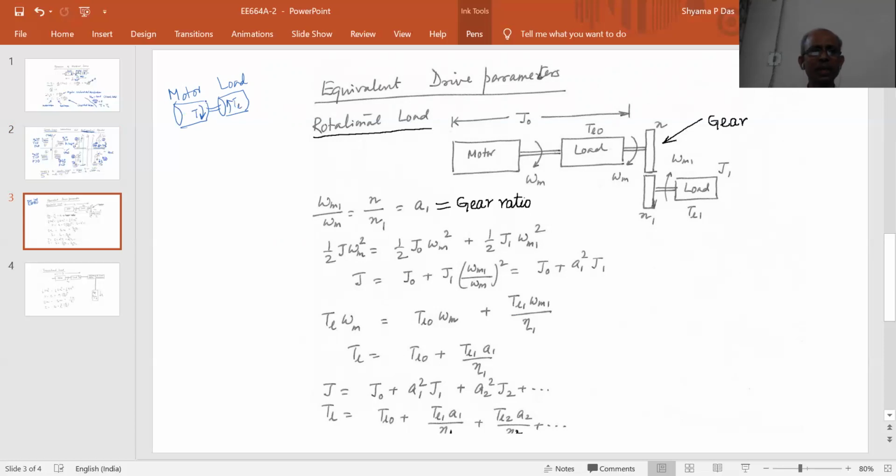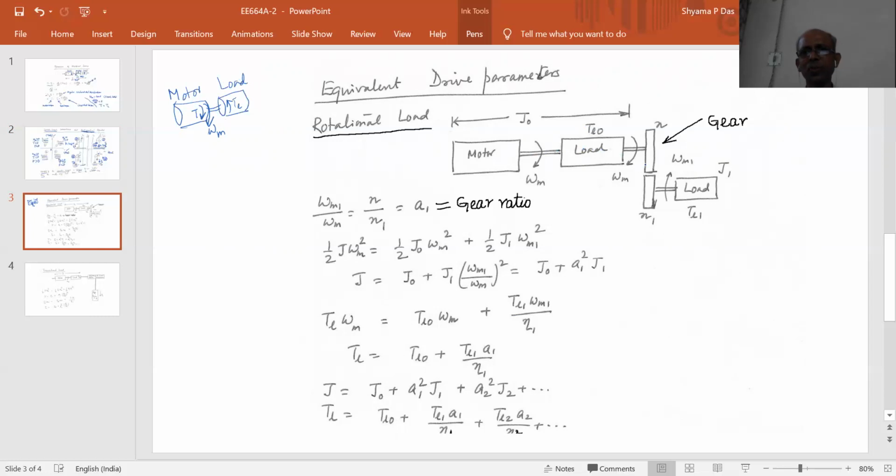The motor speed is in this direction, let's say omega m. So this is how the motor and the load are coupled. We have a coupling in between. Now, sometimes the speed of the load may be different from the speed of the motor, so the coupling may not be direct. It can be through a gear.